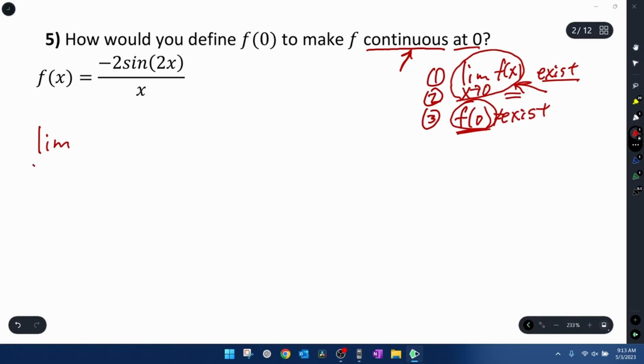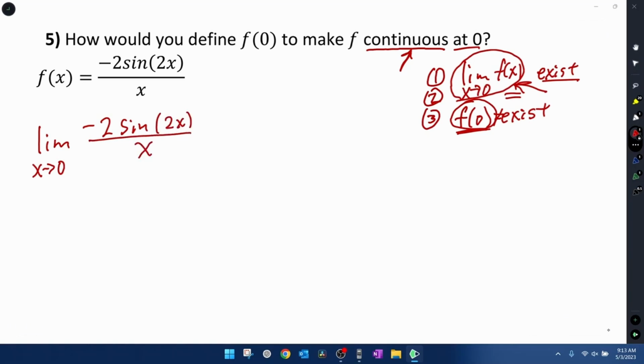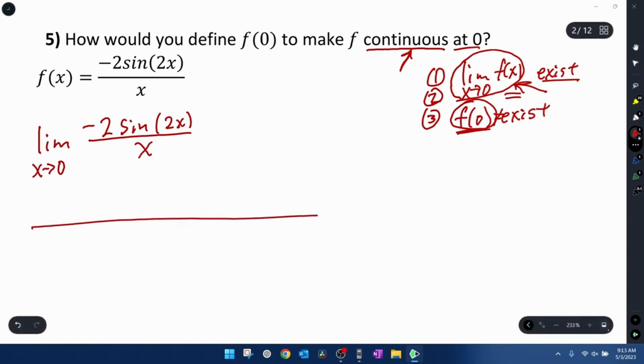Now, to find the limit of this function, we're going to set this up. The limit as x approaches 0 of negative 2 sine of 2x over x. If you're not exactly sure how to approach this, with algebraic manipulation or other techniques to avoid the divide by 0 error, your fallback method, your safety net, so to say, is to make a table.